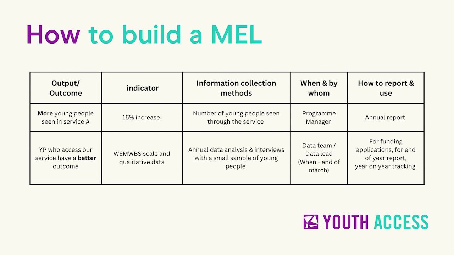As you can see, the outcome is more young people seen in the service. You can see from this template, you've got the kind of outputs and the outcomes that you want to measure. For example, this may be that you want to see more people in the service. And the indicator may be that you want to see a 15% increase. The information collection methods may be that is the number of people seen through your service.